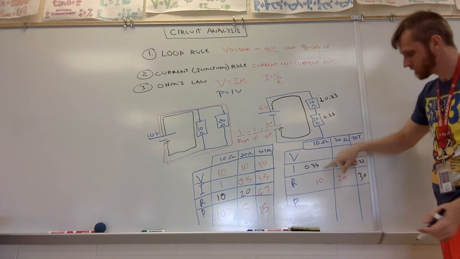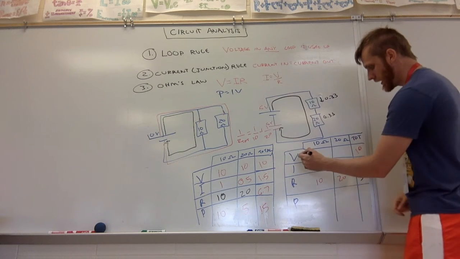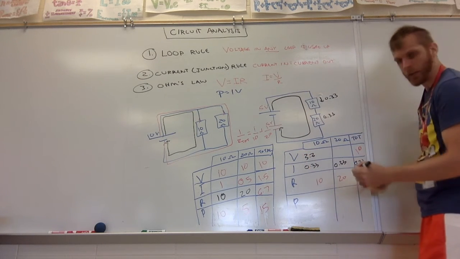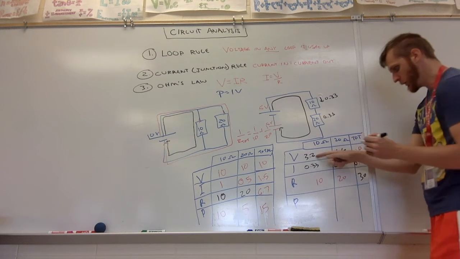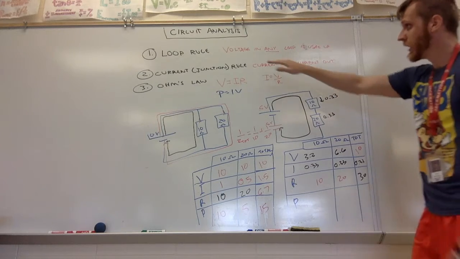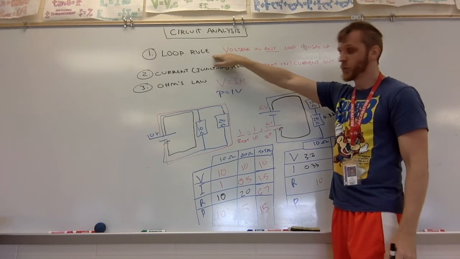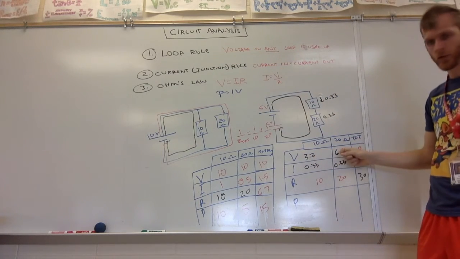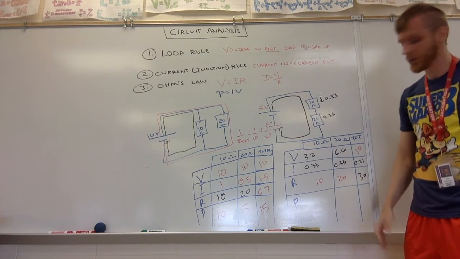0.33 times 10, this is I times R, is 3.3. 0.33 times 20 is 6.6. 3.3 plus 6.6 is 9.9, which is rounded, so it rounds to 10. So it does work. The loop rule works because the voltage of this plus the voltage of this has to add to the total voltage of 10.